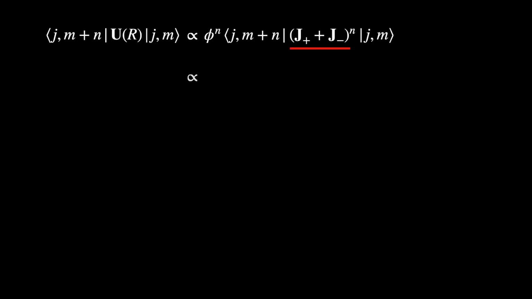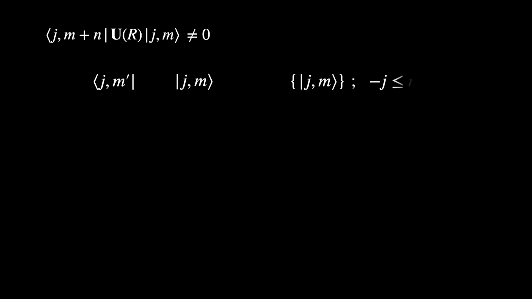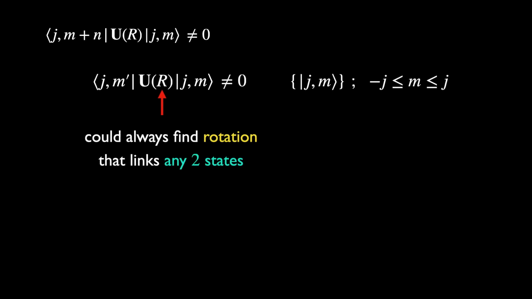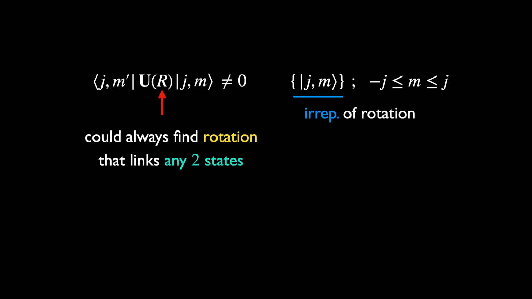And we can see clearly from this leading contribution that the matrix element is non-zero. Although higher order terms may also be non-zero, for small phi, they cannot interfere with this result. Hence, we have shown that given any two states in the j-multiplet, we can always find a rotation that connects them. This means the j-multiplet is an irreducible representation of rotations.